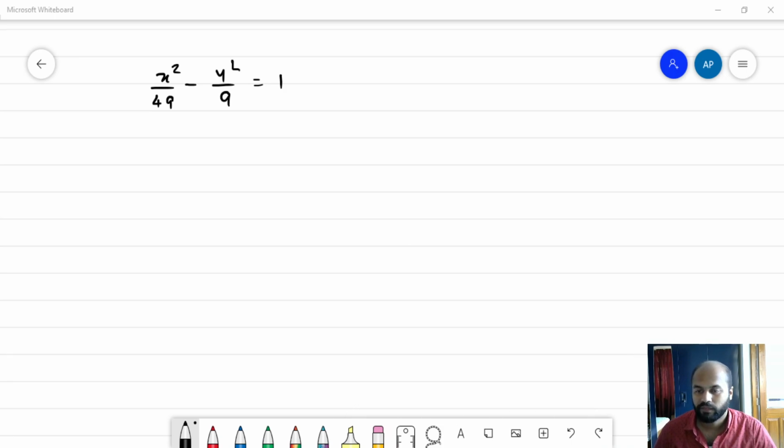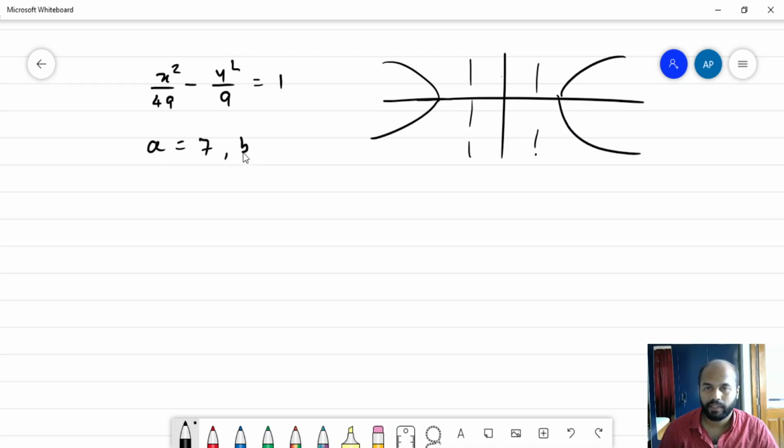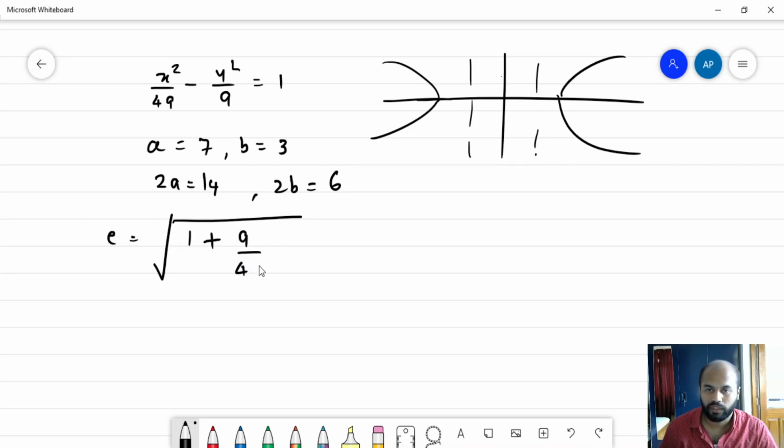Let's take a different kind of example now. So the hyperbola is of this type. This is the directrix, and this is going to be the hyperbola in this case. So a is 7 and b is 3. That means the transverse axis length is going to be 14, and the conjugate axis length is going to be 6. Next comes eccentricity, which is going to be 1 plus b square, that is 9 by 49.